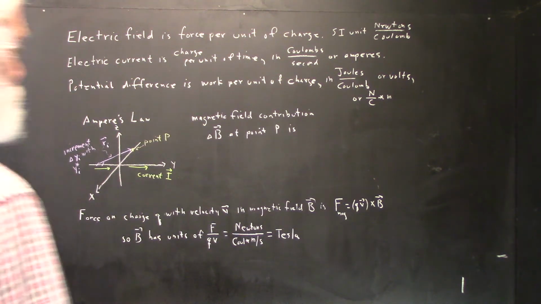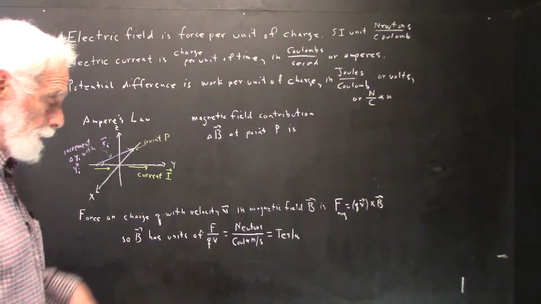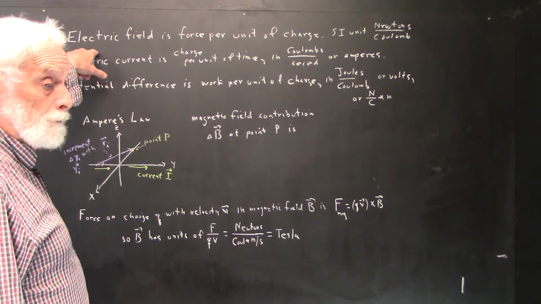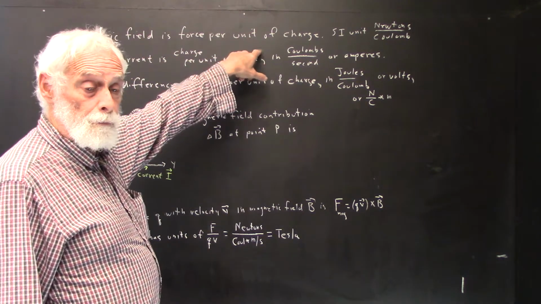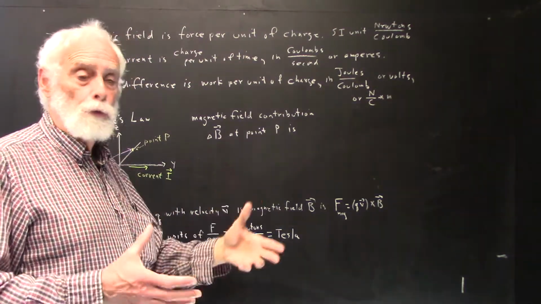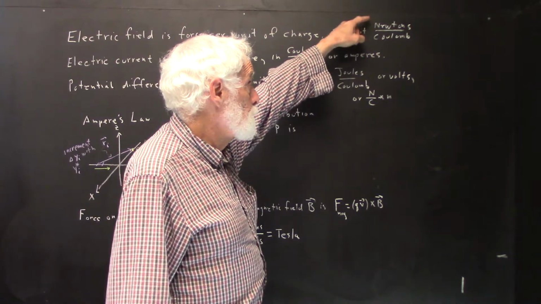Okay, a little bit about electricity and magnetism, some pretty fundamental stuff. Electric field is force per unit of charge. Charge is measured in coulombs, force is measured in newtons in the SI system. So the SI unit is newtons per coulomb.